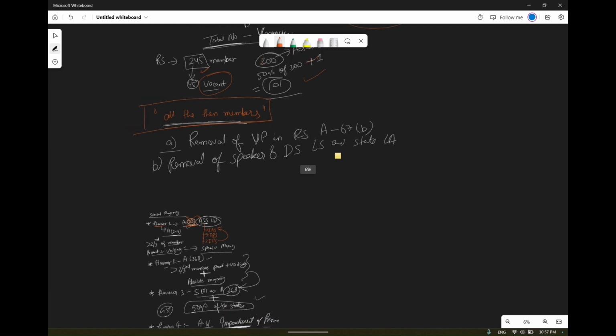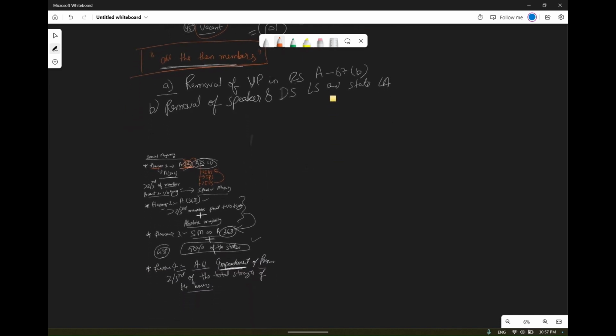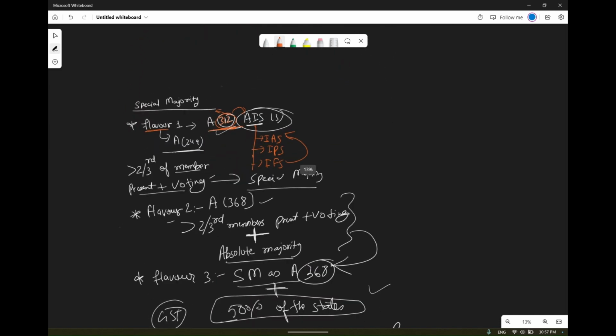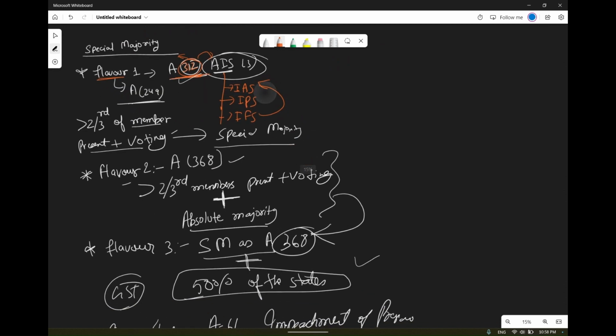Okay, now we'll talk about the special majority. In a special majority, there are different flavors for it. Total 4 flavors are there. Flavor 1 comes from article 249, and it is used, as an example, we have seen that article 312 talks about the all India service, where we can add an extra wing through this flavor 1 of the special majority only.